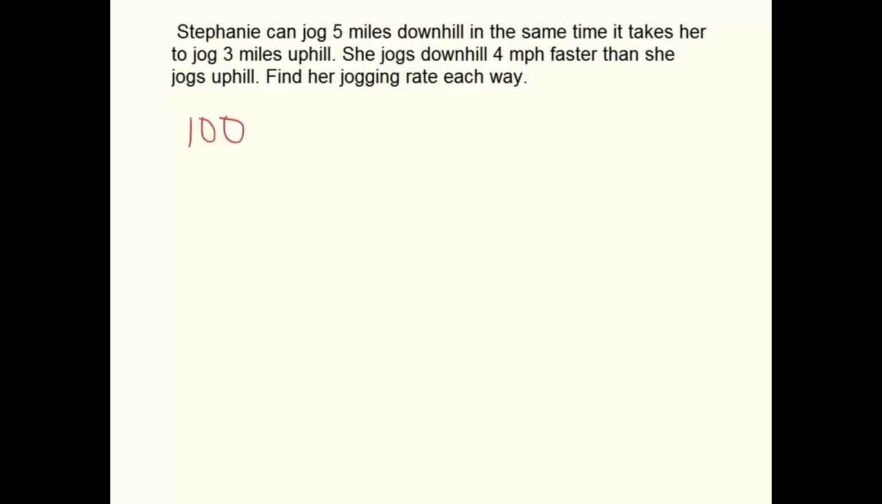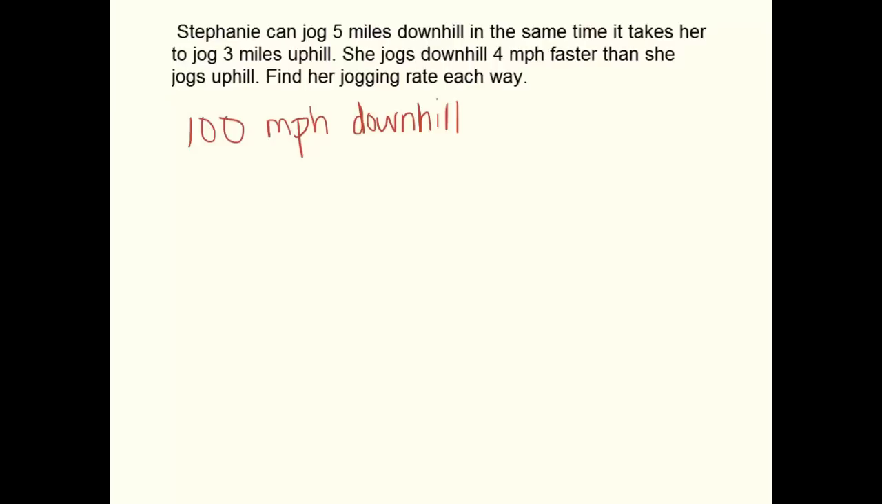Let's take our guess. Remember, my guess was 100. The reason I guessed it before we started the problem is because whatever guess you start with doesn't matter. Our goal is to come up with an equation. Once you have an equation, I bet you guys can solve it. The hard part is getting the equation. So let's guess 100. In fact, I'm going to guess that her jogging rate downhill is 100 miles per hour. I don't care that that seems ridiculous.